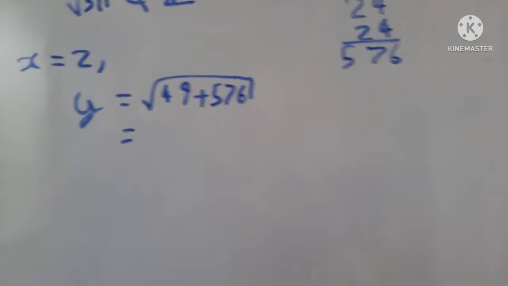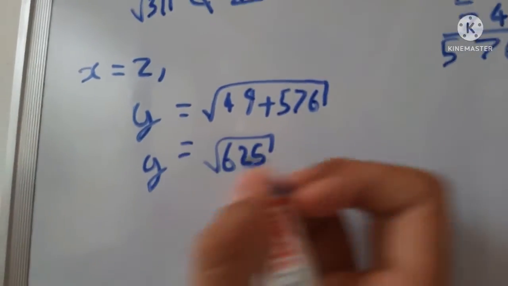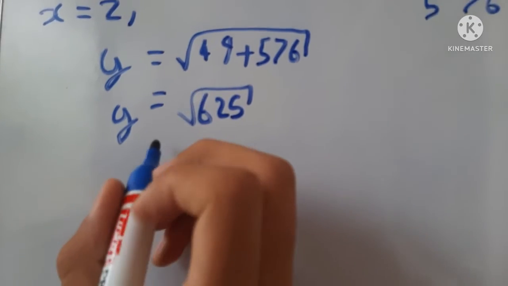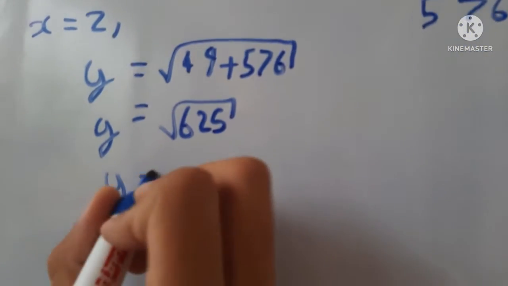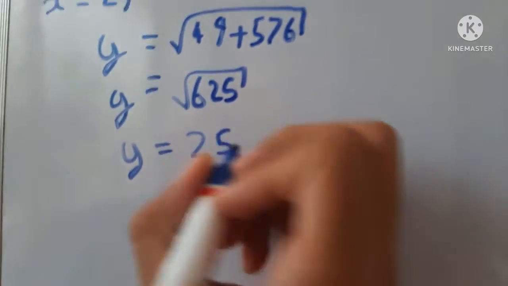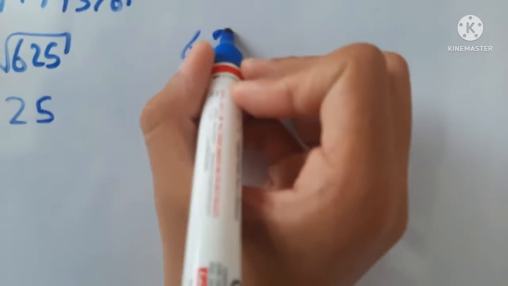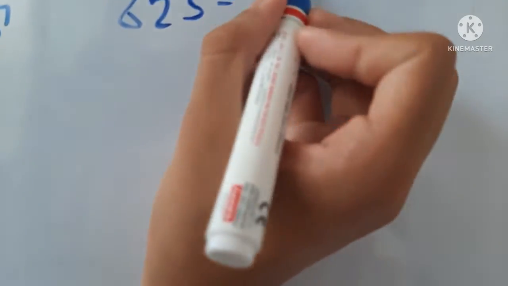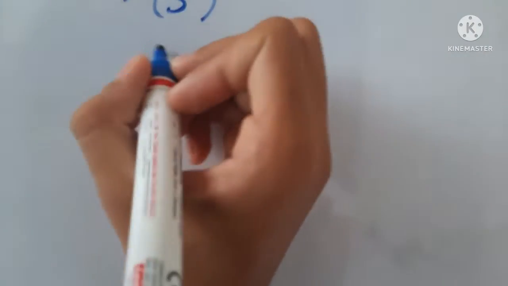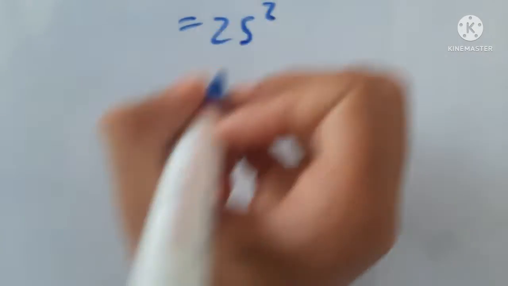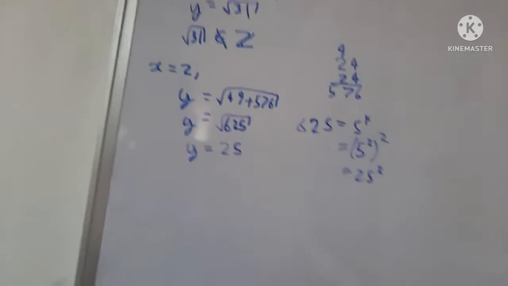So 49 plus 576, what we get is the square root of 625. And now squaring both sides. No, wait, I was about to square both sides, but 625 is a perfect square. That's 25 squared. Because 625 can be written as, if you didn't know, 5 to the 4th. 5 to the 4th can be written as 5 squared, squared, and that's a square, 25 squared. So yeah, that's one of the solutions, I guess.